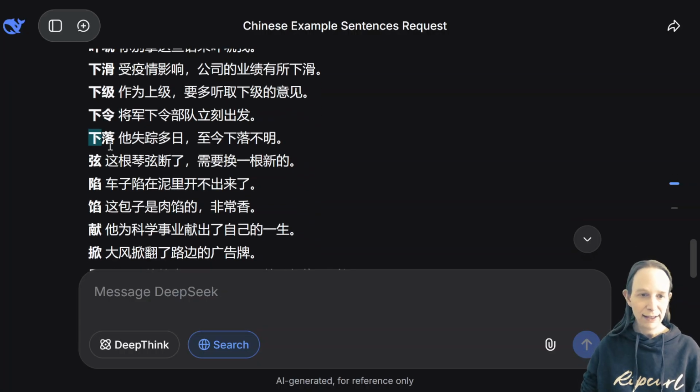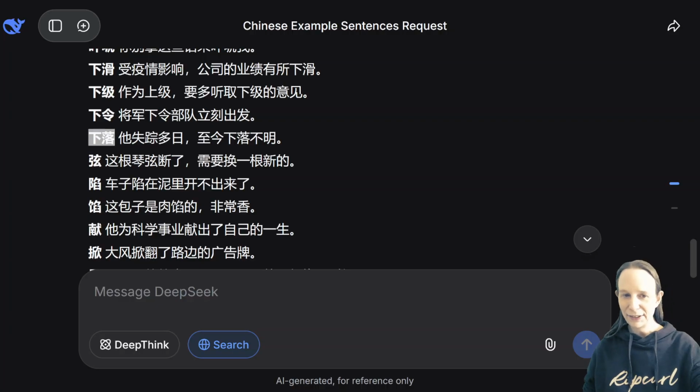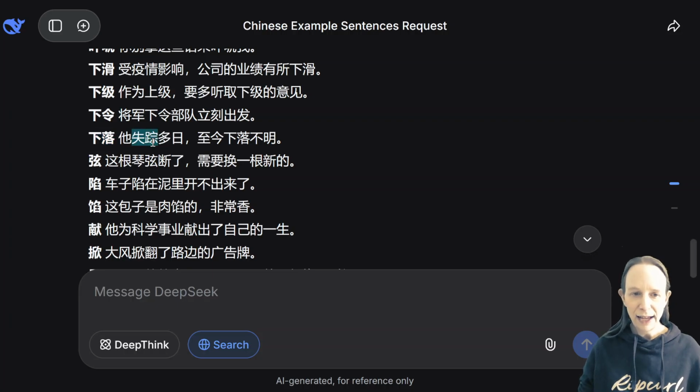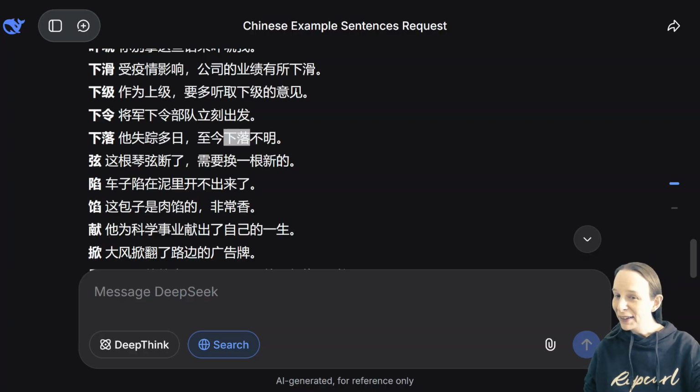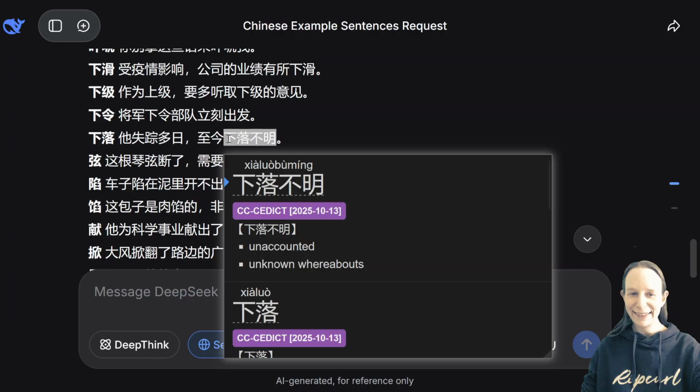下落. I believe this is like to settle down or something in this. I'm not sure. 失踪多日, 至今下落不明. Oh, it's not what I thought. It's whereabouts. So his whereabouts.